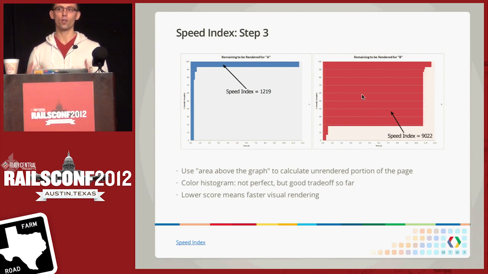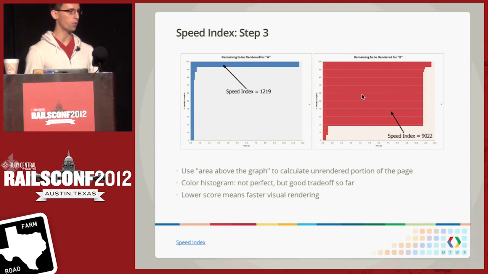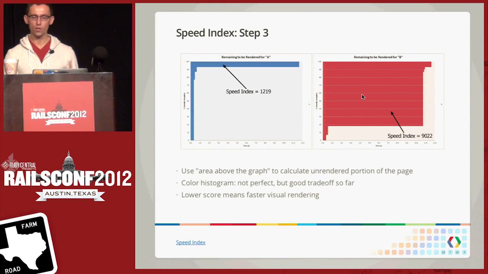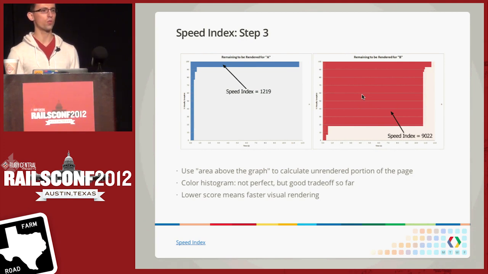How do we actually determine this? This is cute when you do it manually, but how do we do this programmatically and give you this number? There are a lot of different ways to determine how visually complete the page is. It's actually a very interesting and tough problem. We're using a simple trick, which seems to work pretty well right now: a color histogram. We look at the distribution of colors on the page, and it works quite well, at least for the apps we're looking at this point.